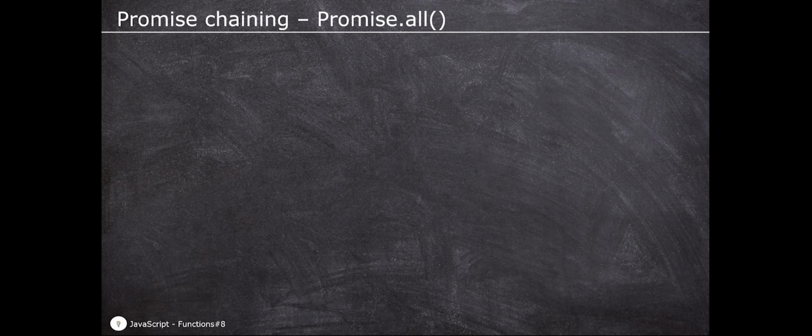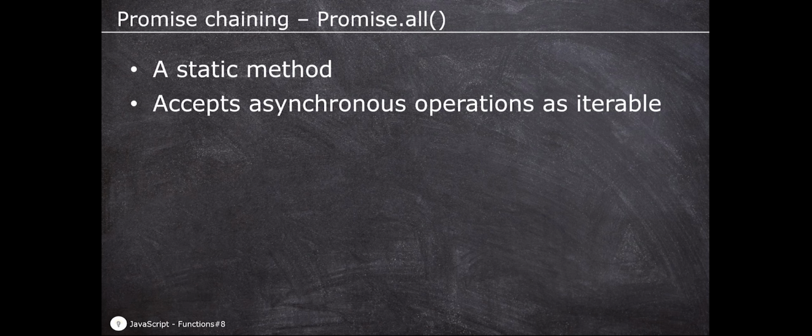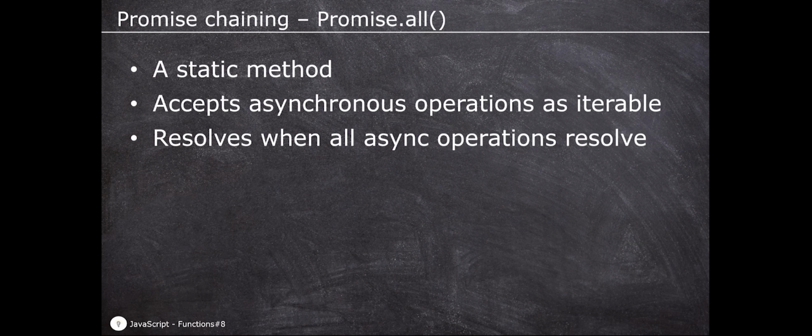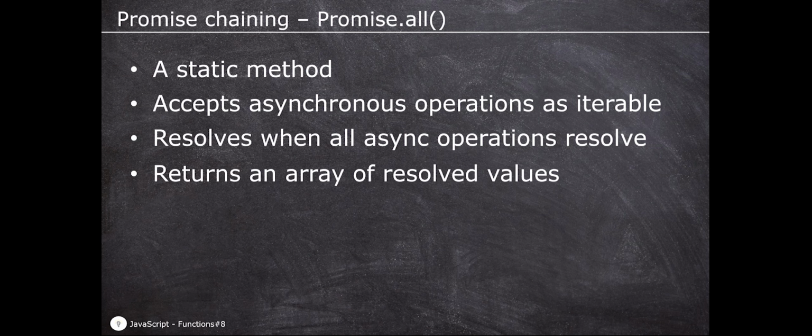Now we will see how Promise.all works. The Promise.all is a static method that handles multiple concurrent asynchronous operations, which are passed as an iterable to this function. When all the asynchronous operations are fulfilled or resolved, this function creates a new promise object and calls the resolve function. And the new promise object returns an array that contains the result of these asynchronous operations.